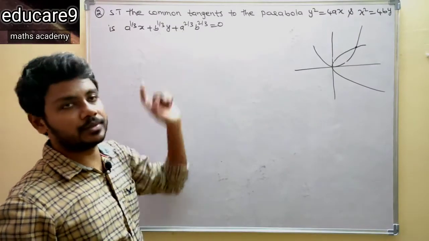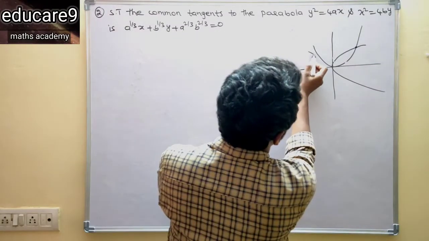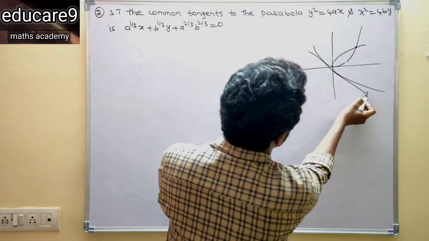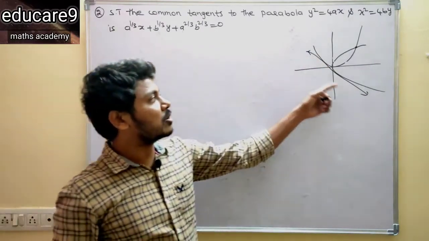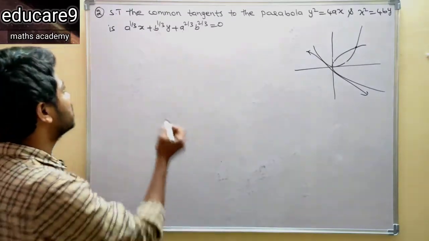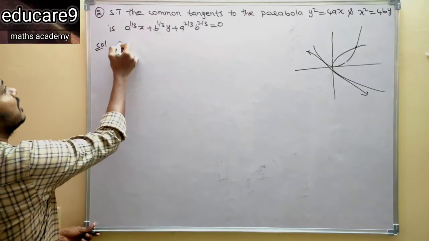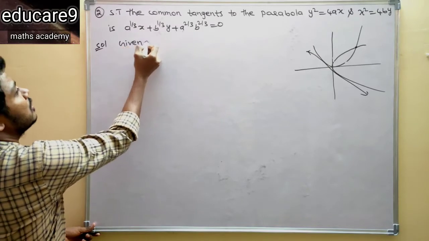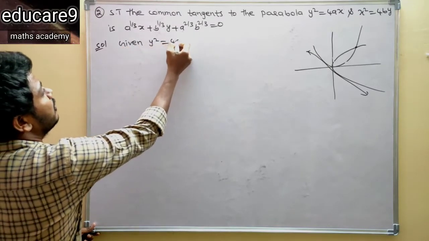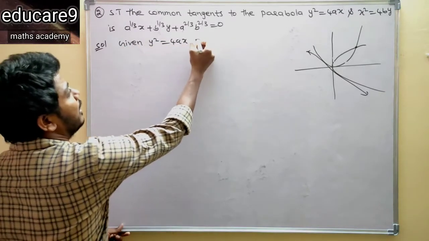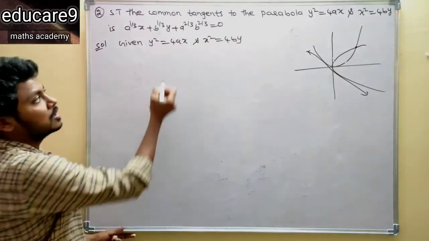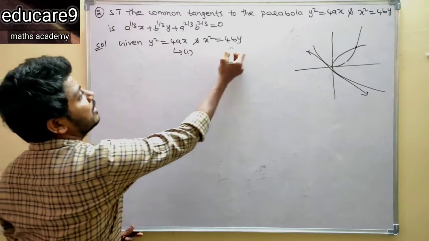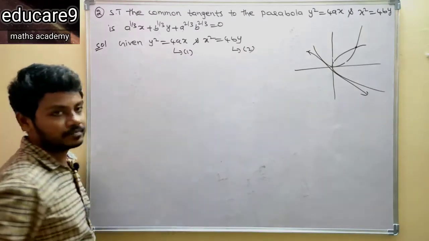You need to prove that. Okay. So clearly, this is the common tangent. You need to find that common tangent equation. See your solution. Given parabolas, y square is equal to 4ax and x square is equal to 4by. So this is equation 1 and this is equation 2.